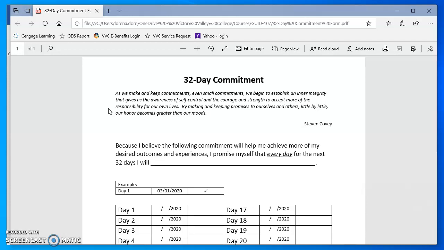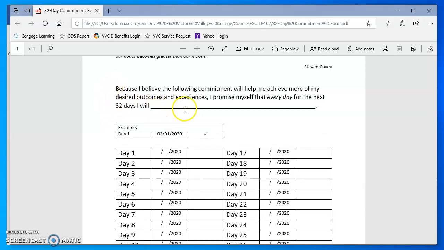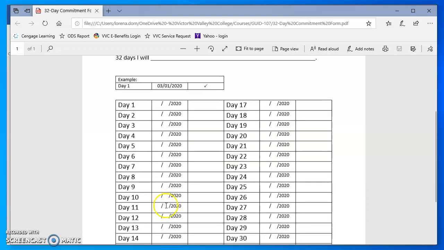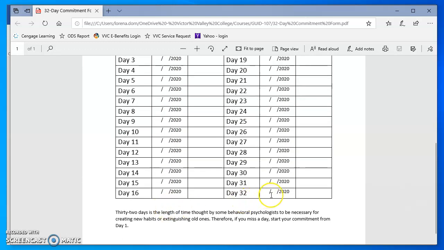So on the 32-day commitment form, you're going to fill in the action that you've selected, and then you're going to pick a date to actually start your 32-day commitment. In the example here, the date is listed, and that's what you'll do on each of these areas here. You're going to pick a day to start your commitment and fill in every date all the way until you get down to the 32 days.